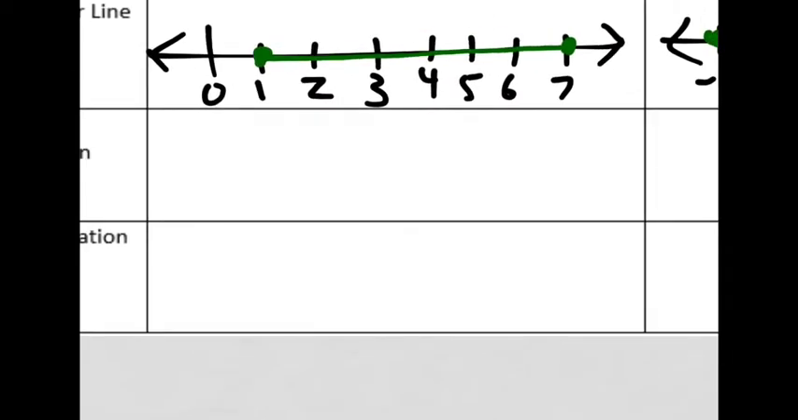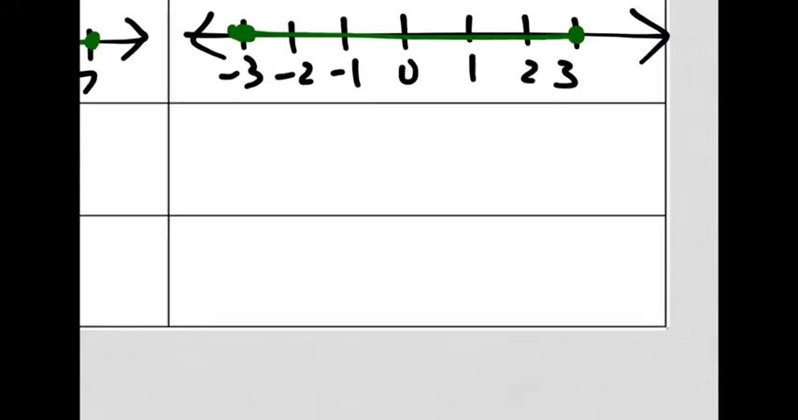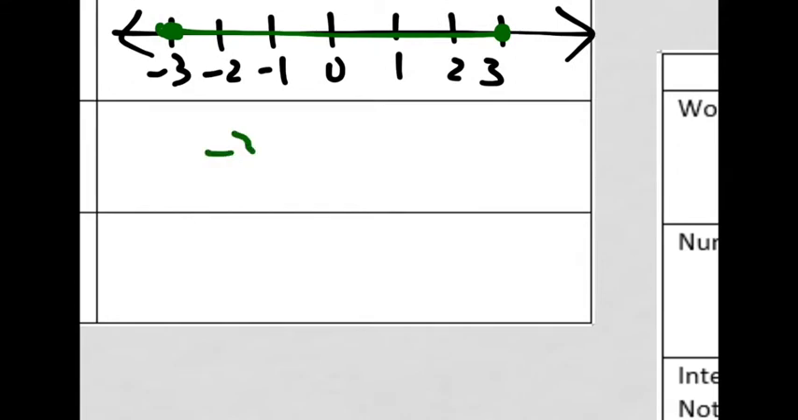Interval notation. The lowest value is 1. The highest value is 7. I want it to include 1, so I put a square bracket. Same thing for 7. Over here, I want it to go from -3 to 3. Include -3. Also include 3.